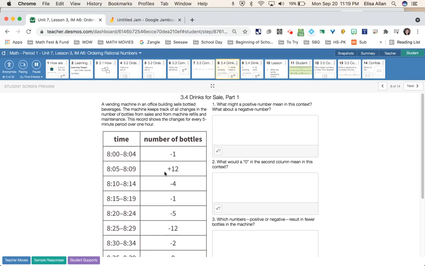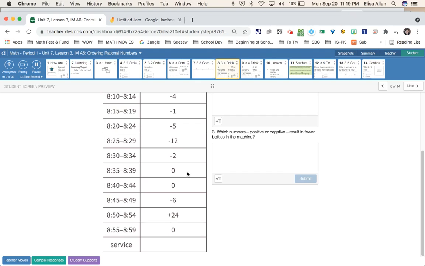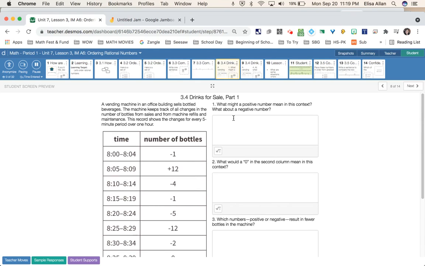Here, it's almost like the maintenance person comes to refill it, and you'll notice that we have a positive 12. And so now the change that's happening is really that 12 more bottles have been put in during this time. Please use the information that we see on the table to be able to answer the questions on the side, and we'll take a look at that in just a moment.